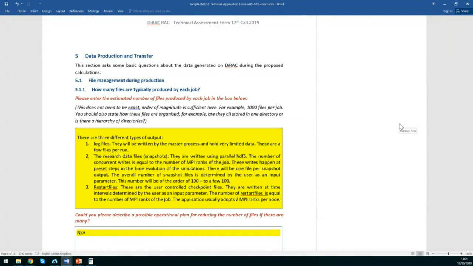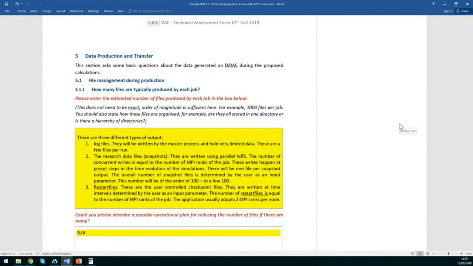If you have 100,000 files in a directory, it will take quite a while to do even an ls on it. It has happened once that a user created 200 million files, and it can take 4 days to remove them. So it is highly important that you identify what your job is doing with respect to output.